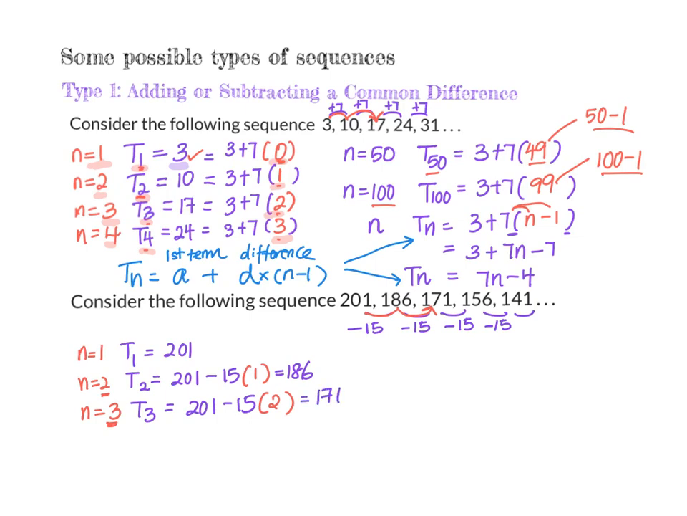Now, can you make a guess what will be term 7? If n is equals to 7, following this pattern, I'll get 201 minus 15, but if this is term 7, I'll get 201 minus 15 6 times. And that gives me an answer of 111. Let's take a look. Term 1, 2, 3, 4, 5. What is term 6?